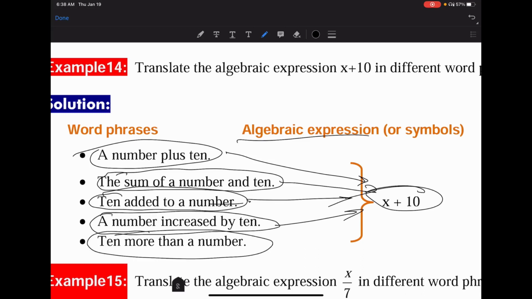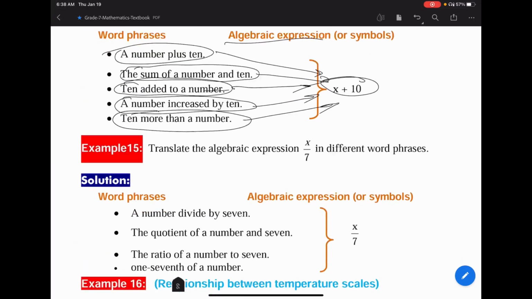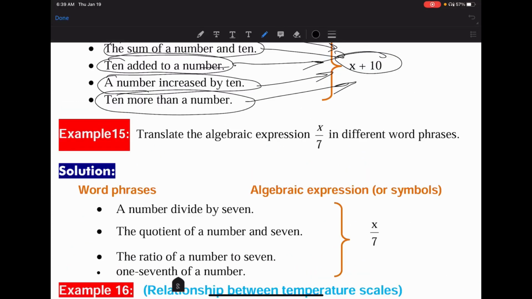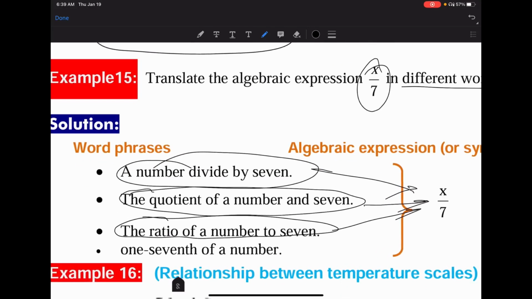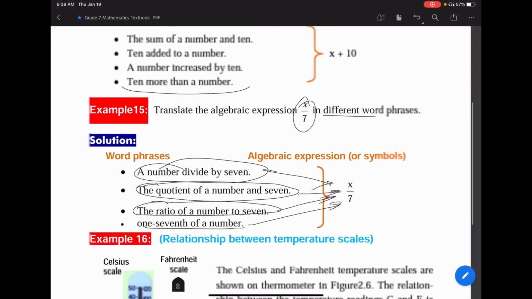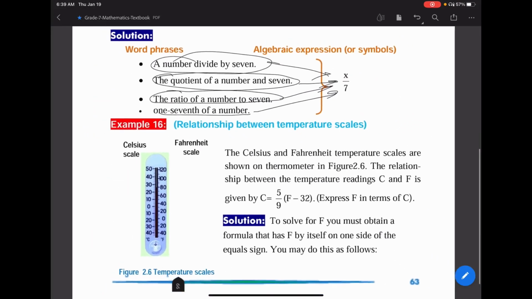10 more than a number, similar. All of them mean the same. Now translate the algebraic expression x over 7 into different word phrases. A number divided by 7, this is obvious. The quotient of a number and 7, also obvious. The ratio of a number to 7, that also means x over 7. 1/7 of a number. All of these have the same meaning, which is x over 7.